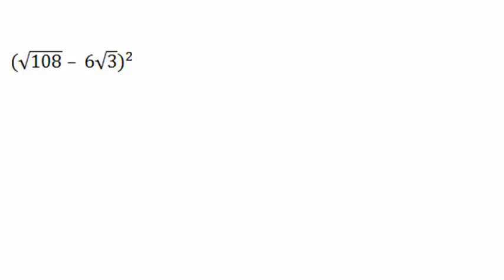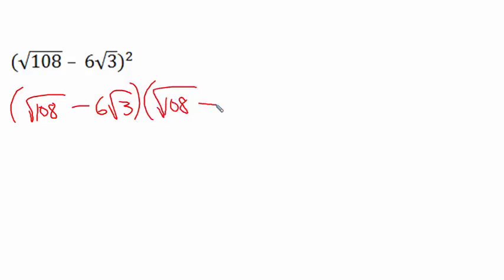In this problem, there's a very common mistake that gets made where people try to distribute the exponent across an addition or subtraction sign, and you simply cannot do that. Instead, what you need to do is consider what it means to square something. To square something means to multiply it with itself. So I am going to literally write this binomial 2 different times and FOIL it all out.